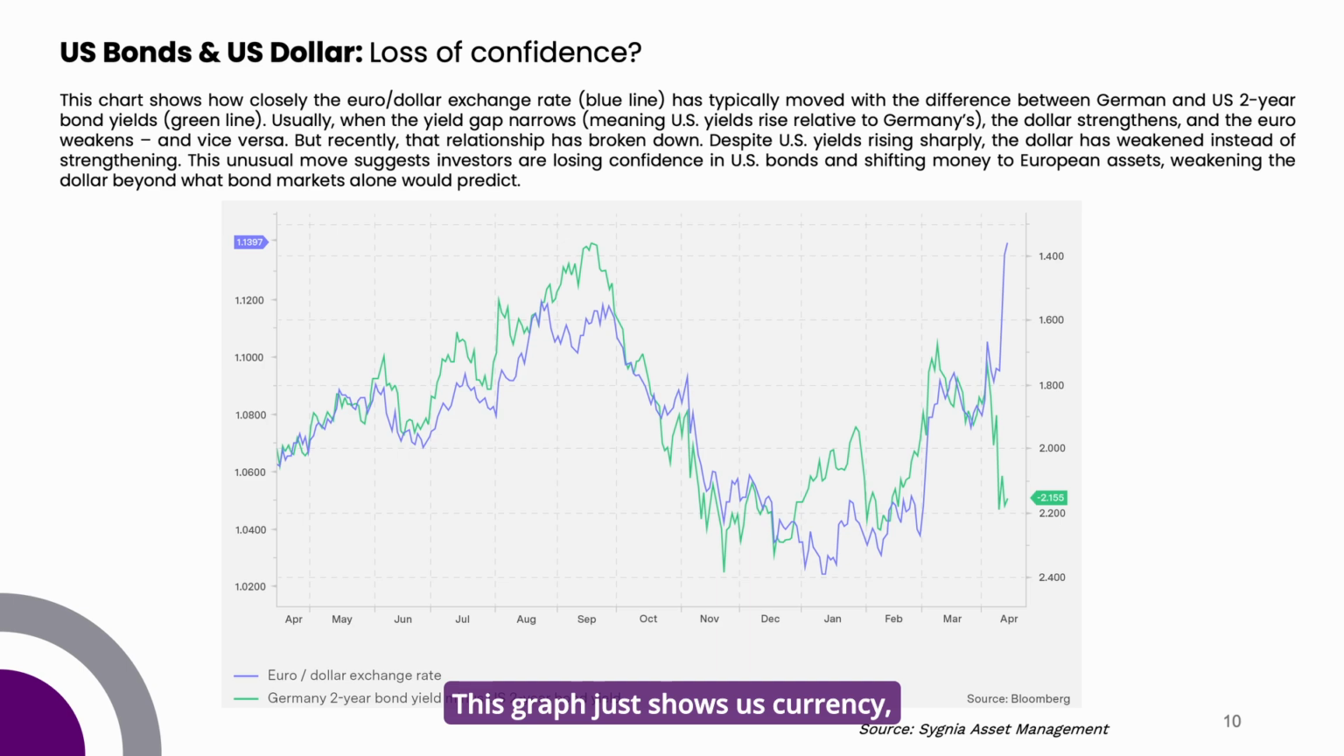This graph just shows us currency, which is the blue line, the euro versus the dollar. And then the green line just shows you short-dated bonds in Germany minus the short-dated bonds in the US. And typically what happens is that as the bond markets move, the currencies move in unison with that, and hence the two lines following one another. But what we've seen of late is that this unusual movement suggests that investors are losing some confidence in the US bonds, and they could be shifting their money to European assets or bonds, and that has weakened the dollar beyond what the market had predicted.